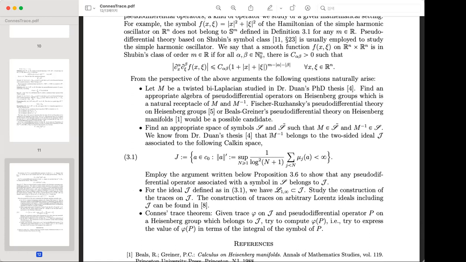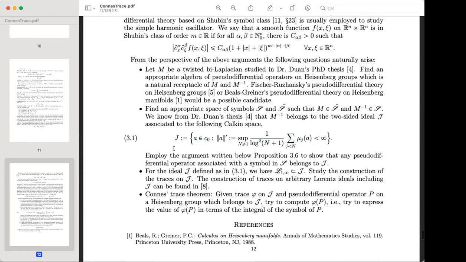I think one of the most remarkable results in Dr. Duan's thesis is that he explained that the inverse of M belongs to the two-sided ideal J associated with this Calkin space. That's the reinterpretation of the result in Dr. Duan's thesis. So we know that by the result in this thesis, the inverse of the twisted Laplacian belongs to the ideal formed from this Calkin space.